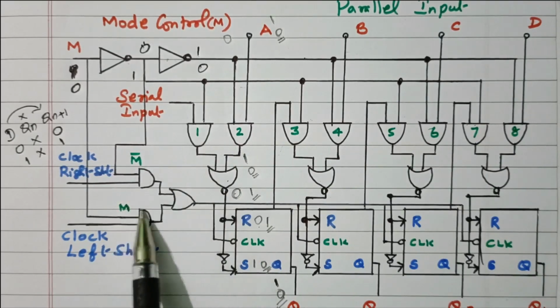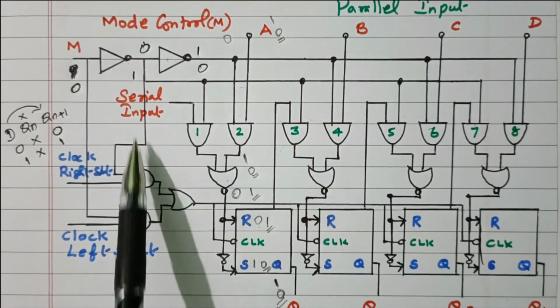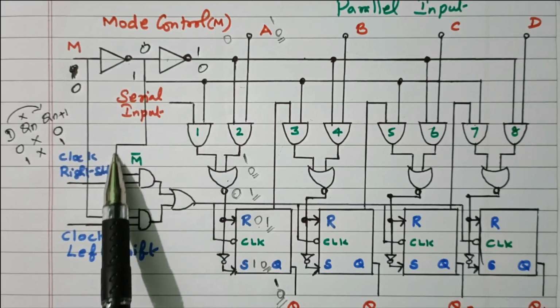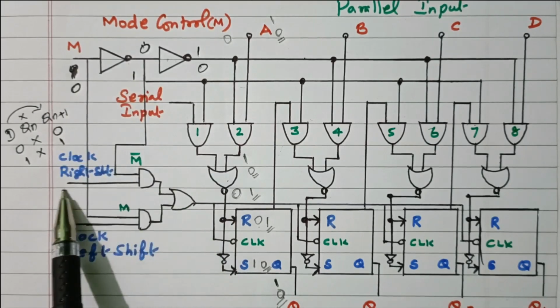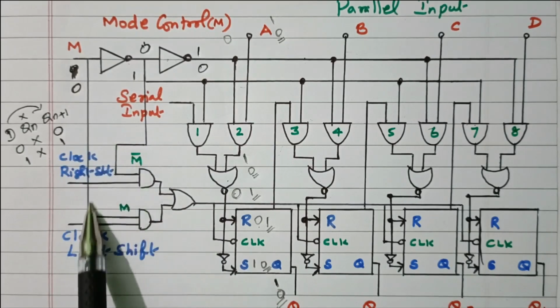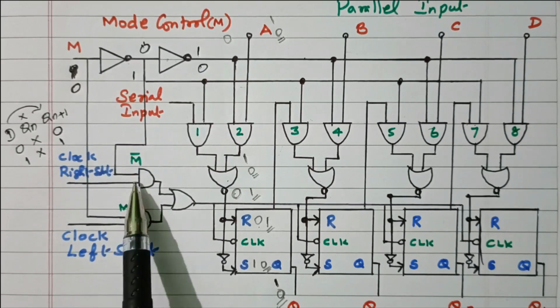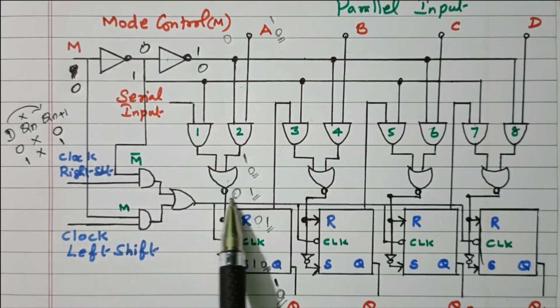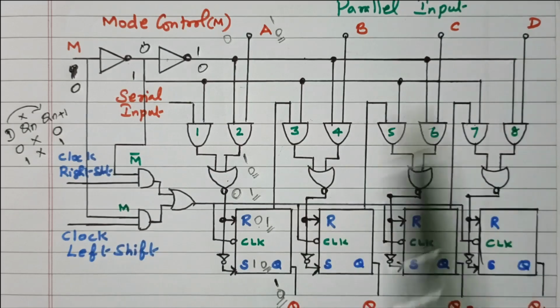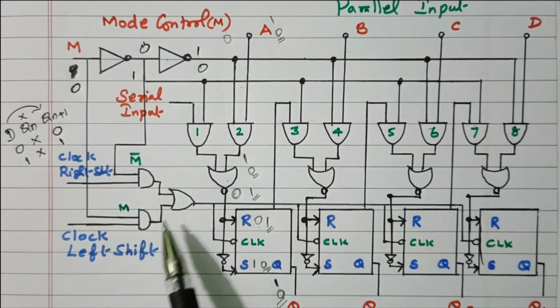See this gate pulse also. Here what is available now, 0 means 1. 1 is connected here. Right. Here the signal is given. Here 0 is connected. So this becomes 0. So the right shift operation is performed. If we give the input here, then left shift operation will be performed.